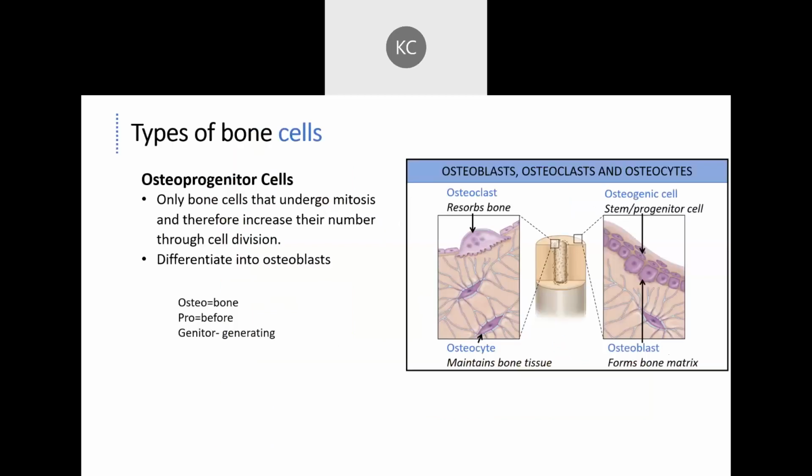All right, so the first type is an osteoprogenitor cell. This is the kind of stem cell, if you will, that's going to be undergoing mitosis. So it's mitotically active, it's rapidly dividing, and it will give rise to our osteoblasts. If you look at the term osteoprogenitor, osteo means bone, pro means before, and genitor means generation or the production of. So this is the bone cell that is giving rise to all of the new cells, the bone cell that is producing all these later ones. And one cell that it produces is the osteoblast.